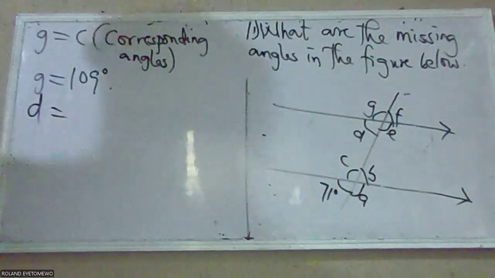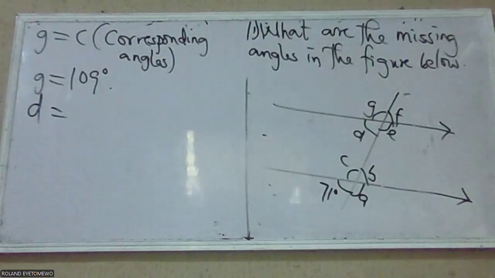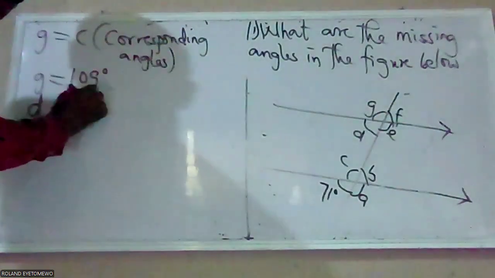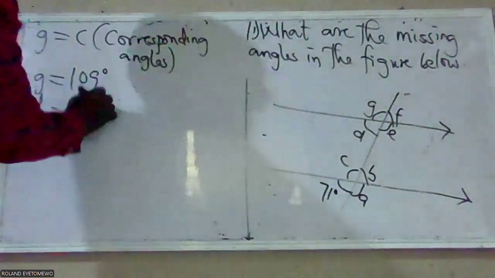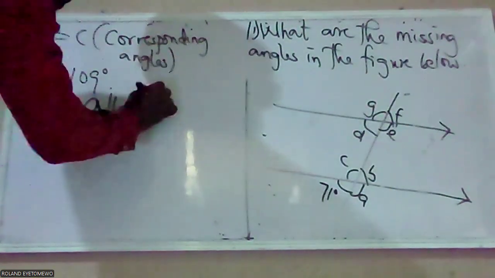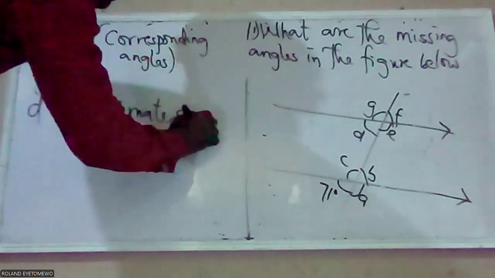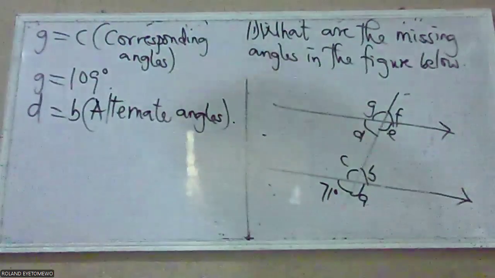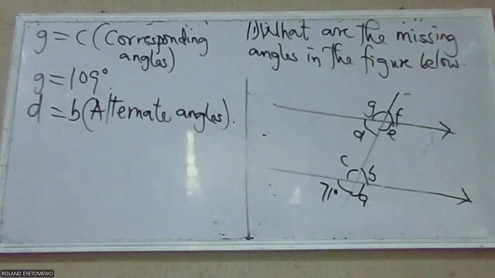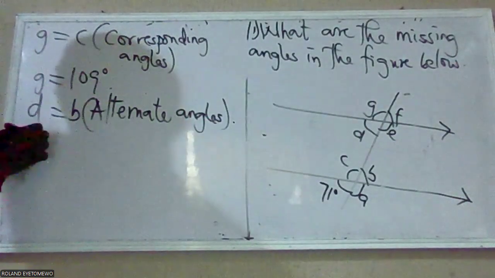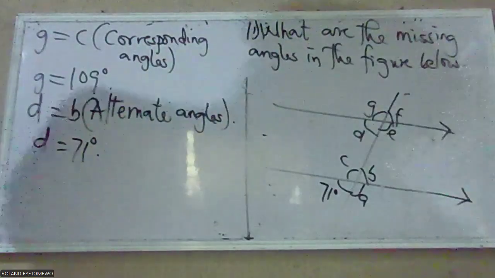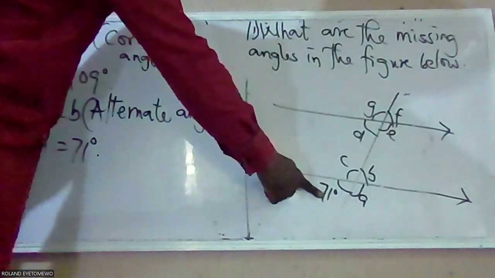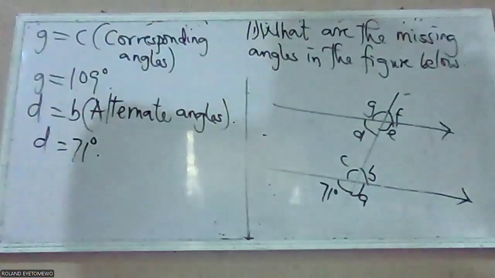Now we can go on to get the value of D. D is equal to B. What is the reason? Alternate angles. So D is equal to B because they are alternate angles. And we've gotten the value of B, so D is equal to 71 degrees. Or we can say D is equal to 71 degrees, corresponding angles.